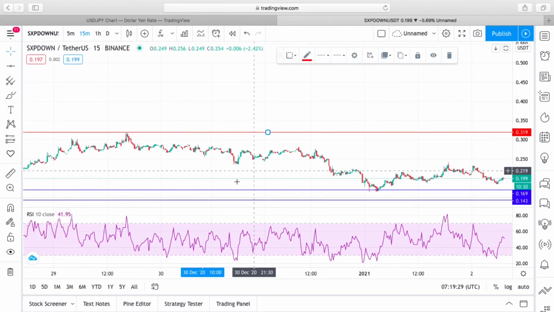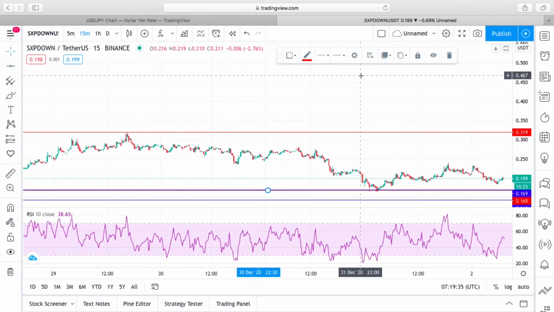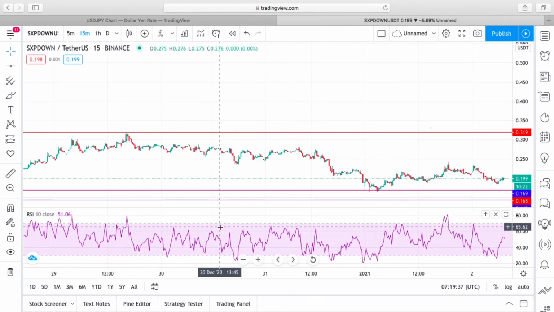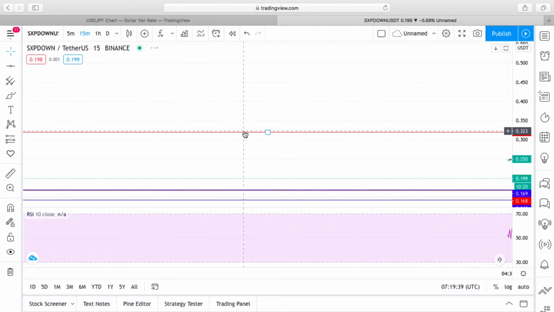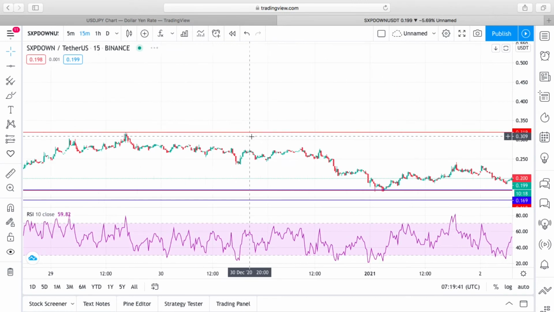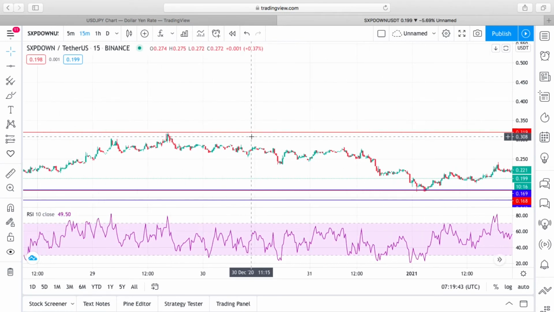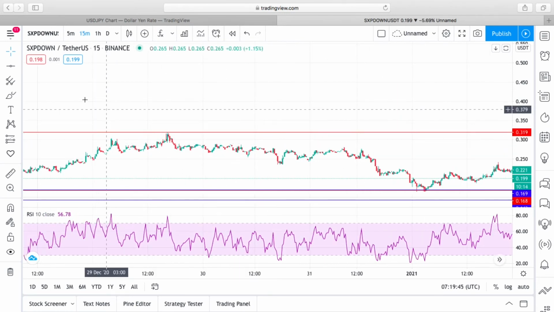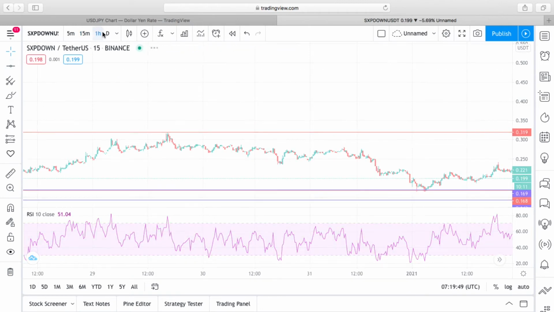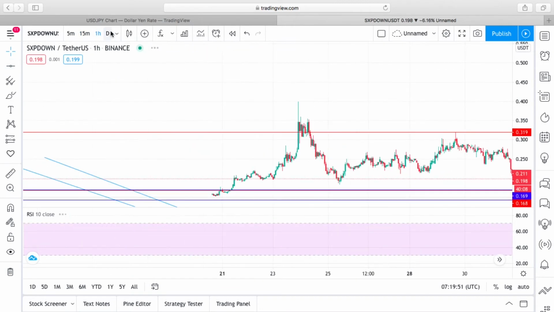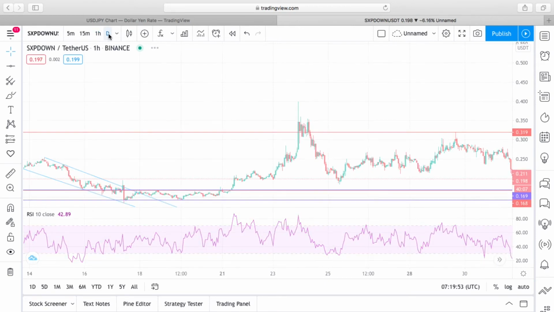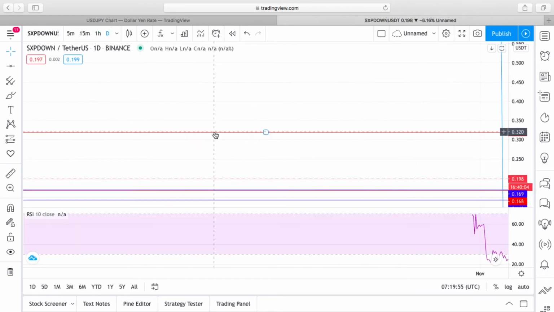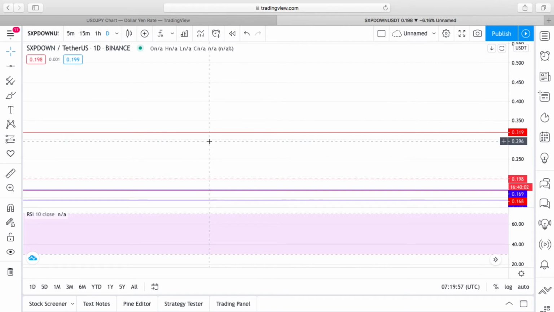You see, this is a range market. Now it's trying to form a range market after the massive downtrend. So the market currently is in a range market, trying to break out. You understand? Trying to. You can use the 1 hour so we can see it clearly, or maybe the 1 day is better. To me, the 1 day is better.